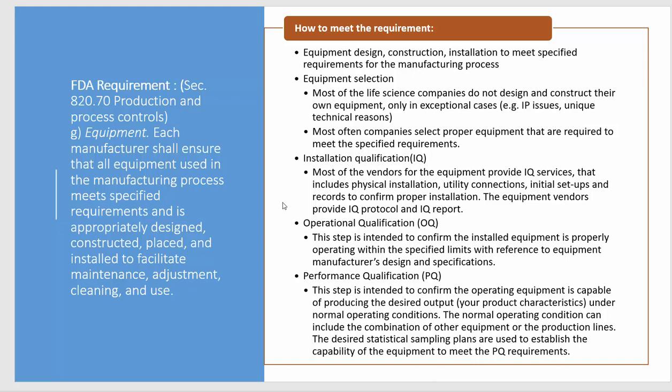Most of the time, the vendors or suppliers of those equipment provide services that include installation qualification and operational qualification. They also provide IQ protocols and IQ reports, and on-site IQ and OQ services. But most of the time, it's the responsibility of the manufacturing company to implement the performance qualification. This step is intended to confirm that the operating equipment is capable of producing the desired output, that means your product characteristics are met under normal operating conditions.